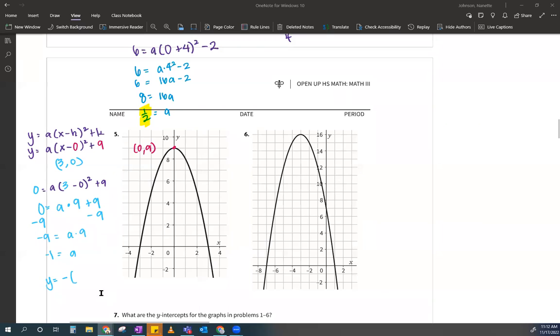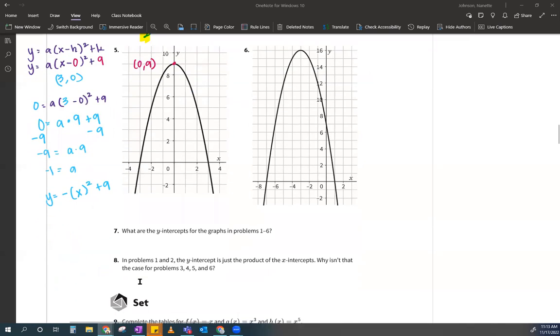Now, Ms. Johnson, do you have to put those parentheses? No, you don't. You can actually just leave it as negative x squared plus 9. But I like to put them there because sometimes if you don't put them there, actually for the vertex form right here, it will be wrong. But because the x coordinate of our vertex was 0, we don't need it.